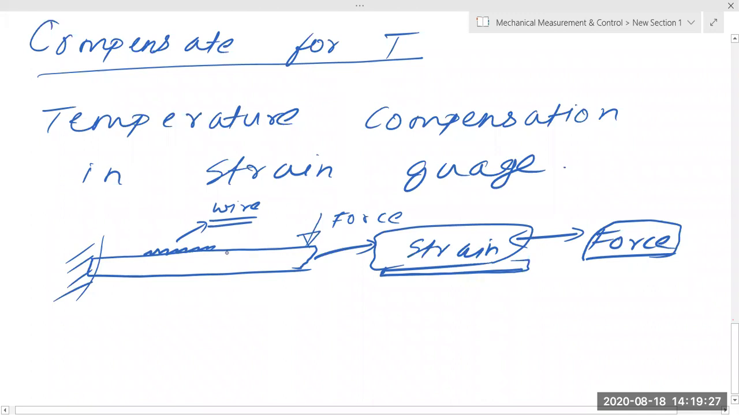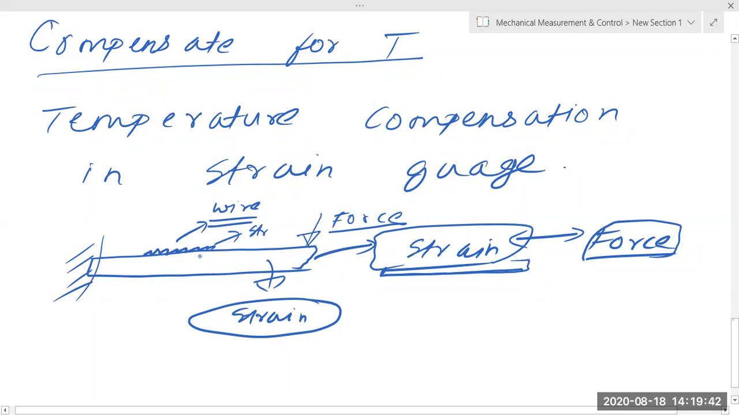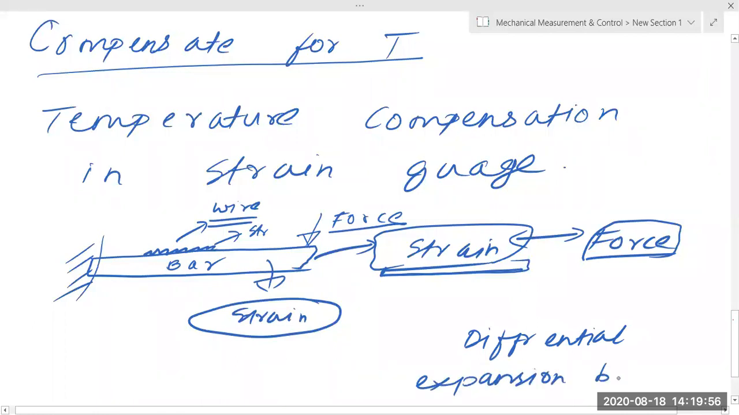Now, whenever there is force, there will be some strain induced into this bar, and due to the strain induced in the bar, there will be strain induced in this wire also, because this wire is connected to this bar. So there is differential expansion. Just listen to what I'm saying. Differential expansion, meaning there is a difference of expansion. Suppose the bar is expanding at one rate and the wire expands at a different rate due to the application of force.